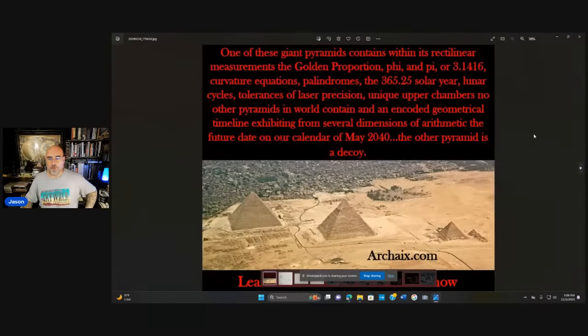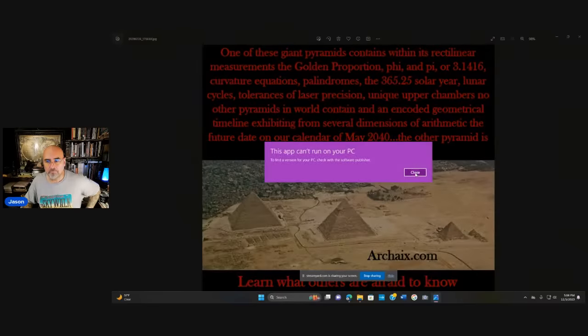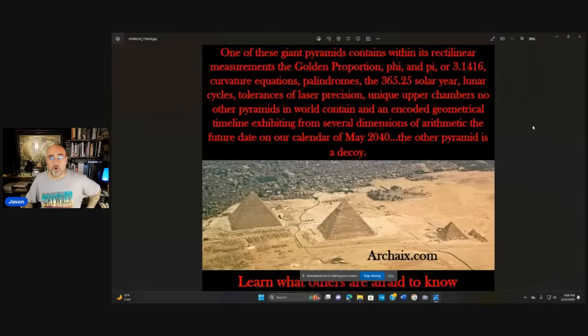So here's a deal I designed a long time ago. It's in my pyramid. I'm gonna go ahead and read it for you. One of these giant pyramids contains within its rectilinear measurements the golden proportion, phi and pi, or 3.1416 curvature equations, palindromes, the 365.25 solar year, lunar cycles, tolerances of laser precision, unique upper chambers no other pyramids in the world contain, and an encoded geometrical timeline exhibiting from several dimensions of arithmetic the future date on our calendar of May 2040. The other pyramid is a decoy. If you want to understand what I'm talking about, why they needed a decoy, you need to watch my pyramid playlist.